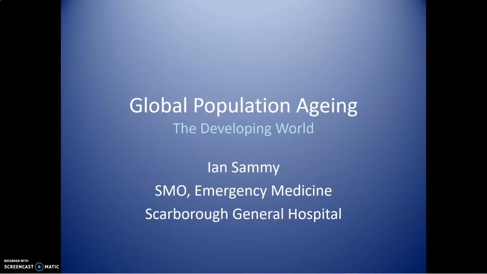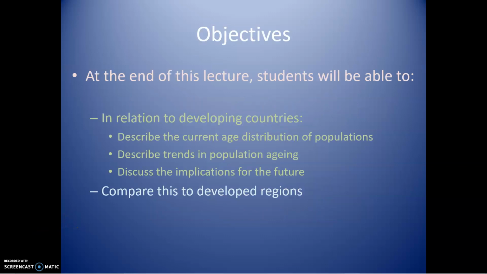Our first lecture on global aging gave us an overview of the issue across the entire world. This second lecture will focus on the developing world. At the end of this lecture, you will be able to describe the current age distribution of populations in the developing world and trends in population aging in that region, and discuss the implications for the future. Between this lecture and next lecture, we will compare this to developed regions.